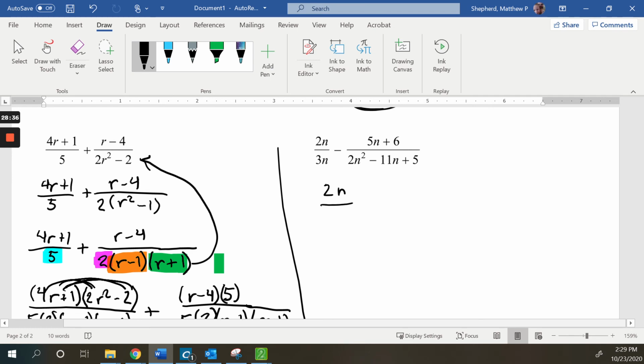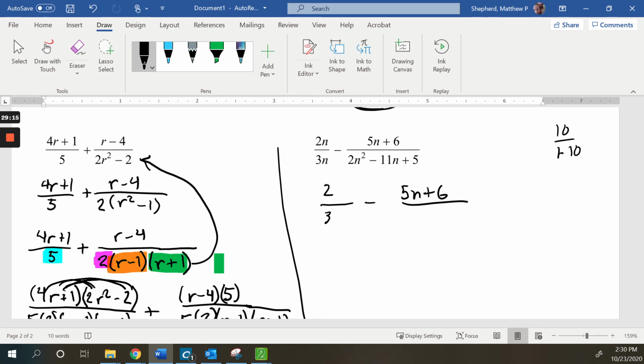So 2n over 3n. And in fact, before we get started much, I'm going to go ahead and just simplify those n's out. No need to make our lives more complex when something simplifies out like that. Top doesn't factor. Our denominator, I'm guessing, probably will. So if we do a 2 times a 5, that's a 10. We're looking for factors of a 10 that would make an 11. Well, 1 and 10.